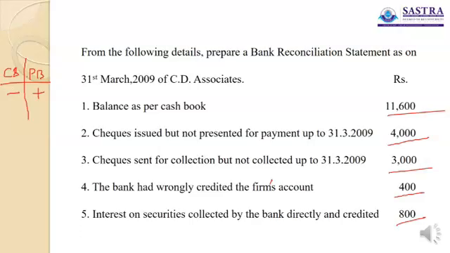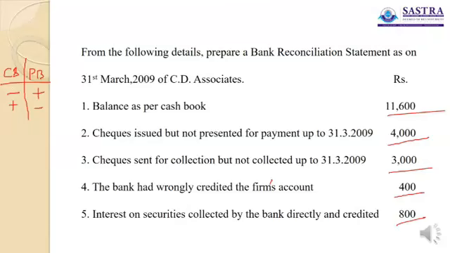Second, checks sent for collection. Do you understand? The checks sent for collection but not collected up to 31/3/2009. So checks sent means the checks which have been received and deposited, remitted in our account, CD Associates' account in the bank, for collection. But whenever we receive these checks, we would have entered them in the cash book, which increases the cash book balance. Once it is collected by the banker alone, it will be credited in our account. Till that time, it shows the lesser balance.